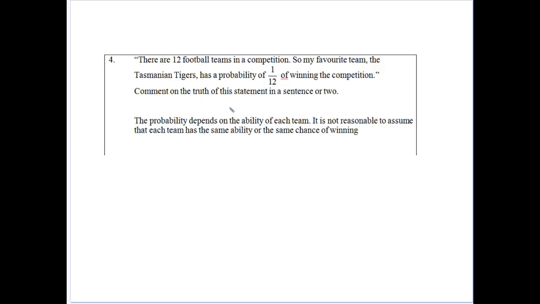This highlights another idea of probability we've got to be clear about. There are 12 football teams in a competition. If my favourite team, the Tasmanian Tigers, has a probability of 1/12 of winning the competition, that's not true. All our probability we're going to work on relies on one idea, and that's the idea that teams or events have what we call an equally likely outcome. When we're talking about coins and cards and things like that, that makes sense because there's no memory. It's all got the same chance.